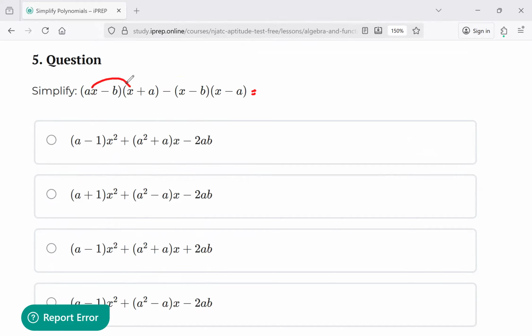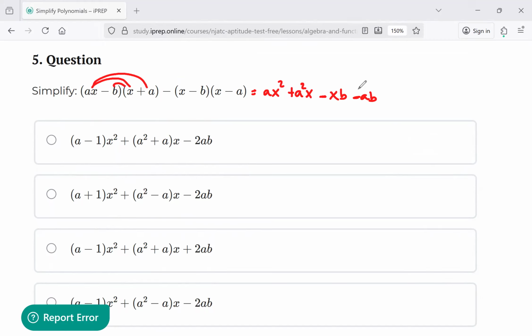So ax times x is ax squared. ax times a is a squared x. Negative b times x is negative xb. Negative b times a is negative ab.